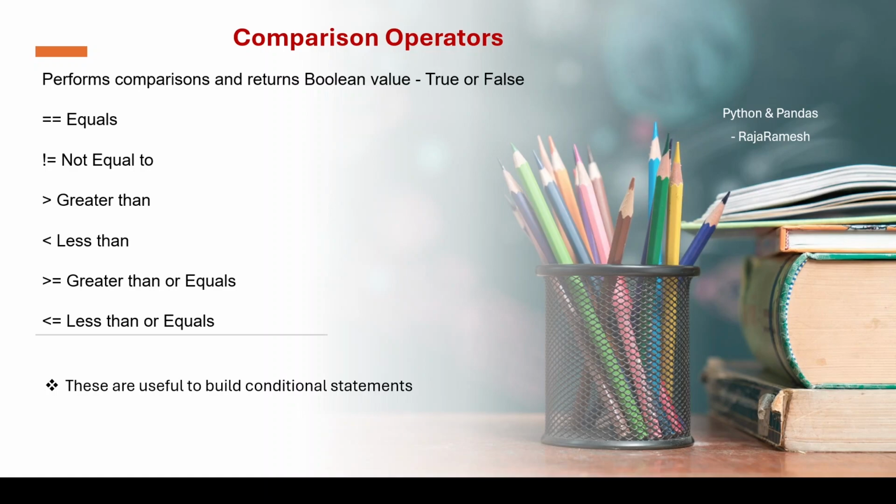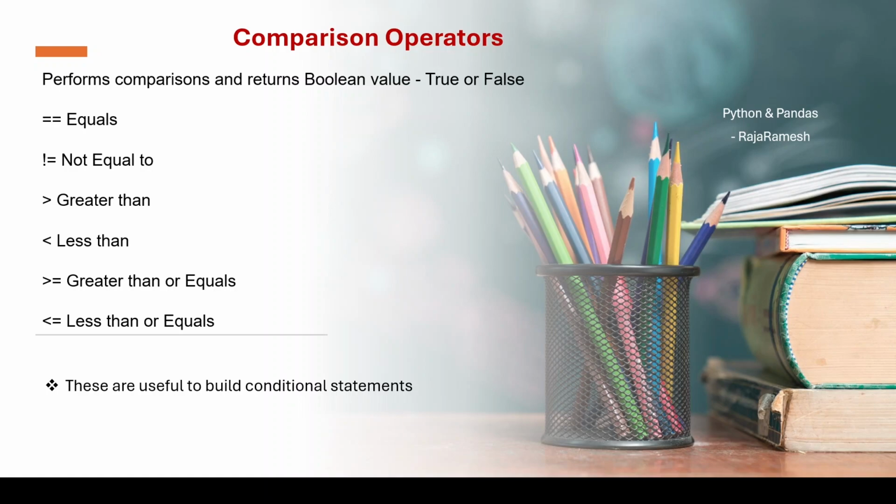Whenever we are writing conditional statements, a condition is going to return either true or false, which is a boolean value that is used to perform some operation. Let us see an example of using all these comparison operators.